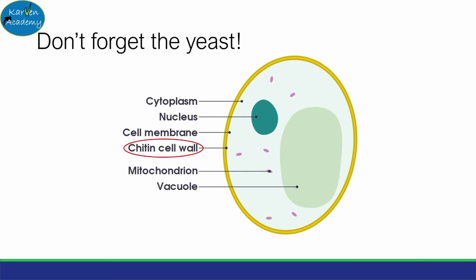Last but not the least, don't forget the yeast, and excuse my rhyming, as it was intended. As I mentioned previously, yeast cells are eukaryotic, but they have a cell wall made of chitin, which is different to the cell walls found in bacteria and plant.